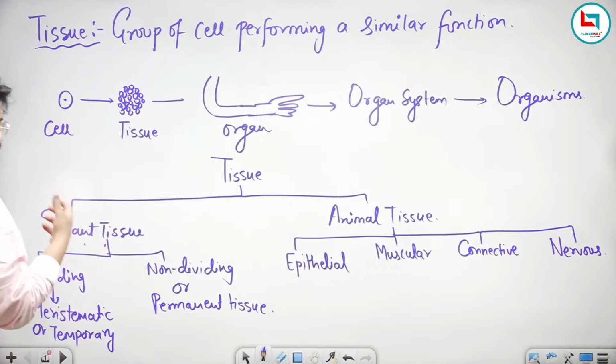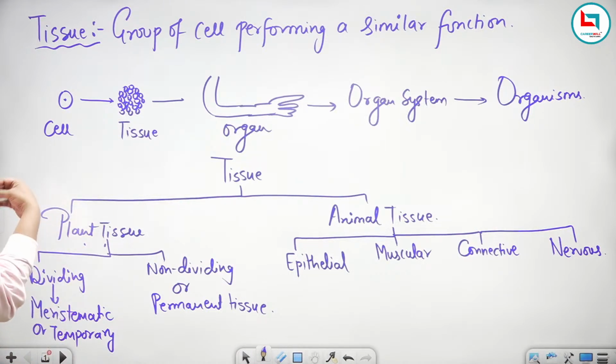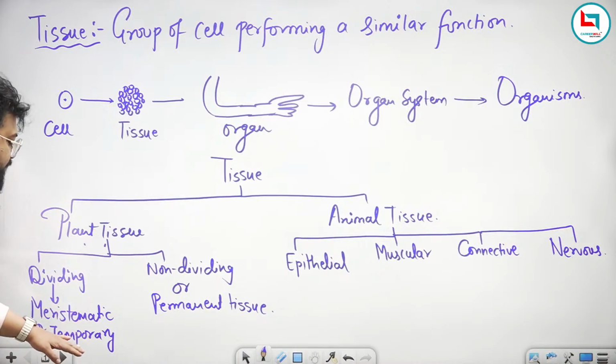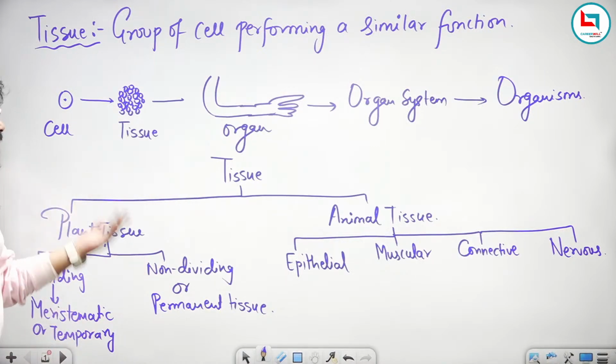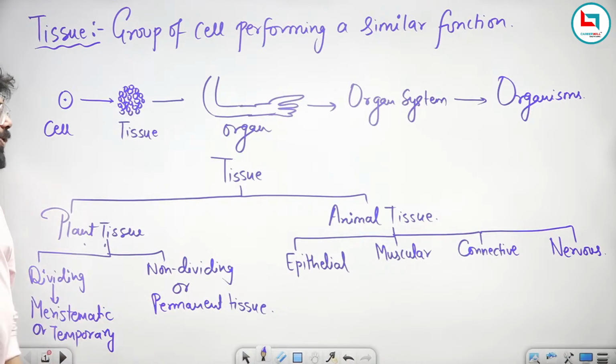Plant tissues are further of two types. One is dividing tissue, which has the ability of cell division. This type of tissue is known as meristematic tissue, and this ability of cell division is for a short interval of time. That's why we call them temporary tissue. Non-dividing tissue: when these temporary tissues lose the ability of cell division, we call them non-dividing tissue or permanent tissue.